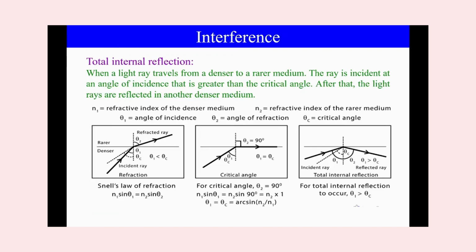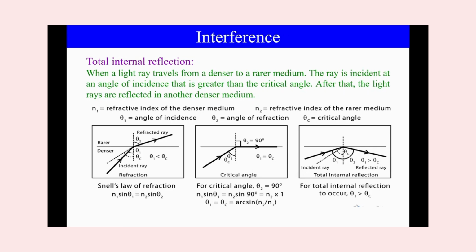Coming to total internal reflection. When a ray of light travels from a denser medium to a rarer medium, and the angle of incidence is greater than the critical angle, then there is no refraction into the other medium. There will be reflection into the same medium. This phenomenon of light is called total internal reflection.